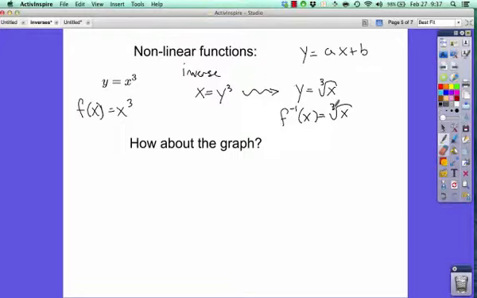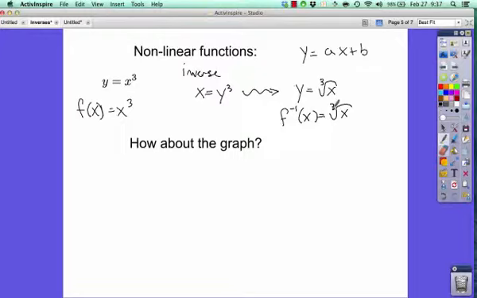So if I cube something and then I take its cube root, what do I get back? If I cube 2, what do I get? If I take the cube root of 8, what do I get? 2. Okay. If I cube negative 3, what do I get? Negative 27. If I take the cube root of negative 27, what do I get? Right. And if I start with 8 and I take the cube root of 8, what do I get? If I cube 2, what do I get? See how this is working?